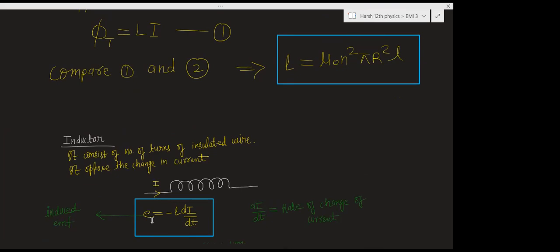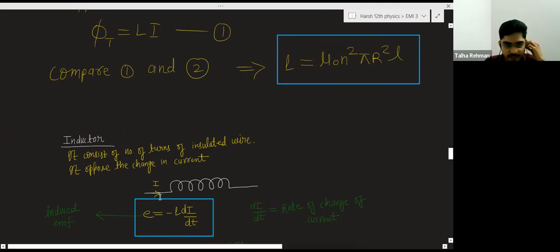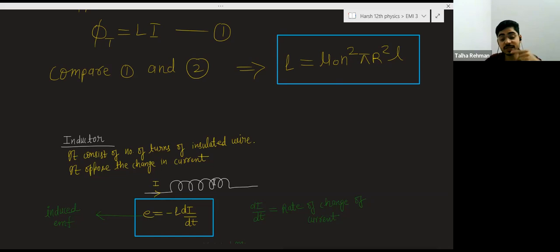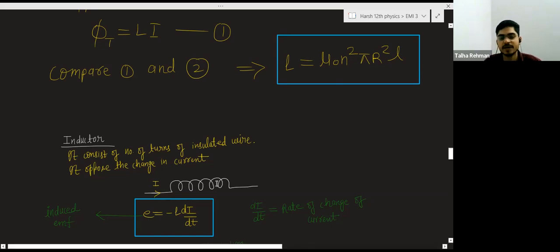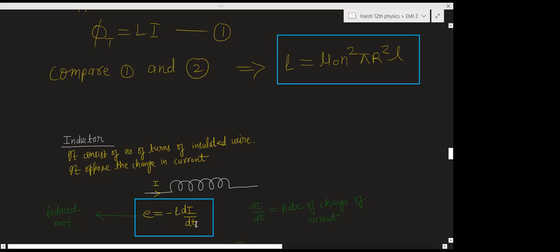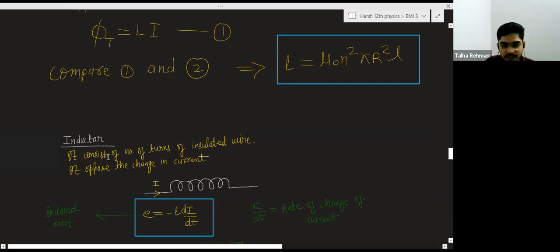Flux changes. Good. Because this is the current in the inductor. If this current is changing, then due to this current the magnetic field is changing. If the magnetic field is changing, the magnetic flux linked with the inductor is changing. According to Faraday's law, changing magnetic flux induces EMF. So there will be an induced EMF, and that induced EMF is given by E is equal to minus L di by dt. So basically, an inductor consists of a number of turns of an insulated wire. It opposes the change in the current. Why does it oppose the change in the current? I have told you.